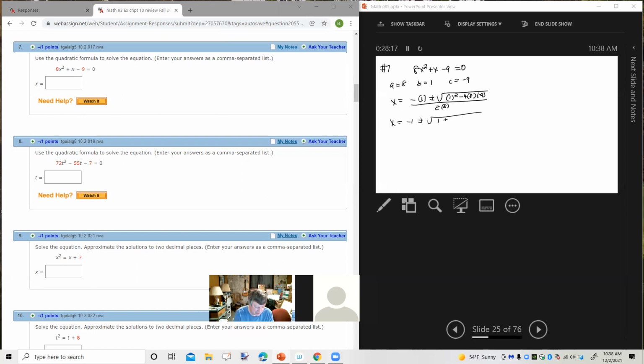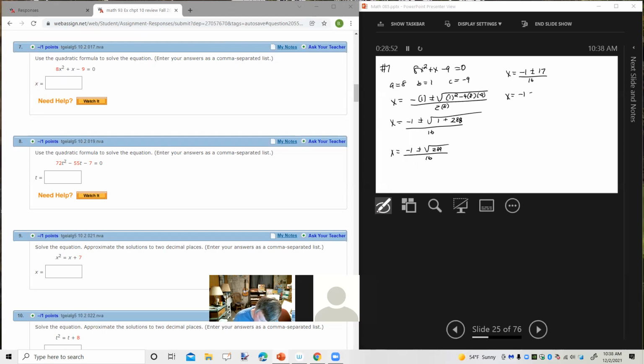-9 is going to be positive. And let's see, 4 times 8 times 9 is 288. That's all over 16. So x is -1 plus or minus the square root of 289 all over 16. Let's see, is 289 a perfect square? Well, let's take the square root of 289 and see what happens. It is, it's 17 all over 16.